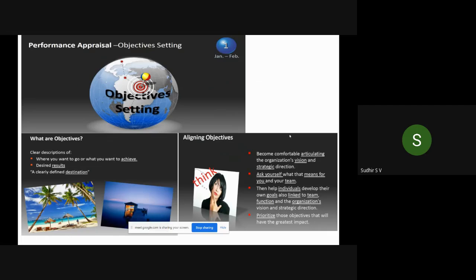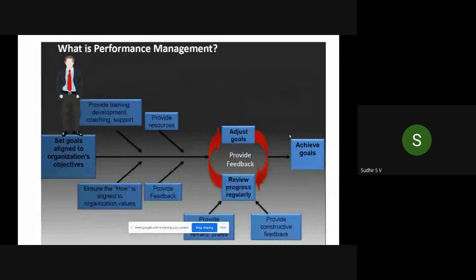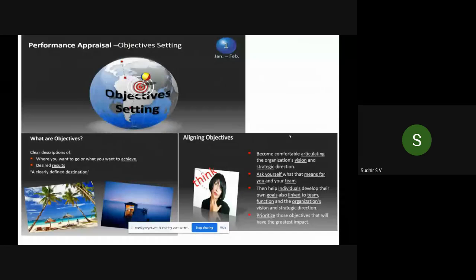Performance appraisal. So we have set the objectives. If you go back, we have set the objectives now. After objectives, you go and do the aligning of the objectives, right? So when you align objectives, you become comfortable articulating the organization's vision and strategic direction. I'm assuming that all of you understand what's vision and what is strategy. These are two different terms, often confused. So the company's vision and the company's strategy to achieve this vision, both are very well understood by the manager.